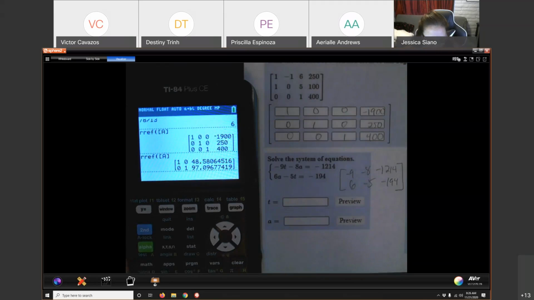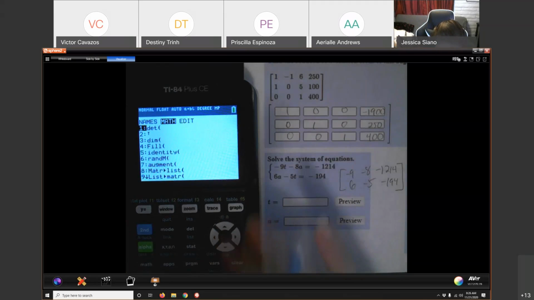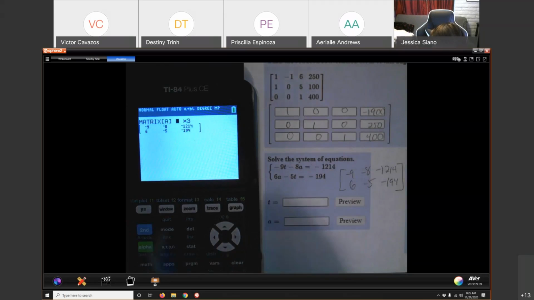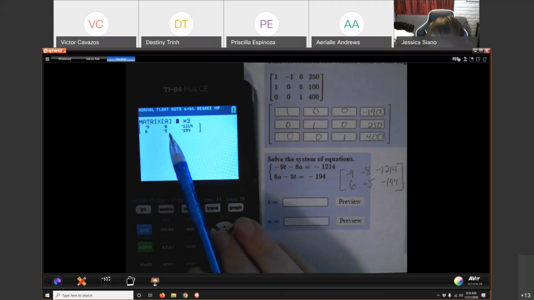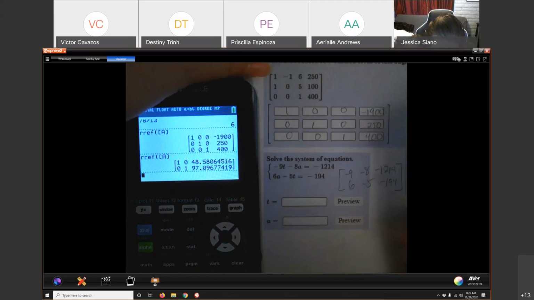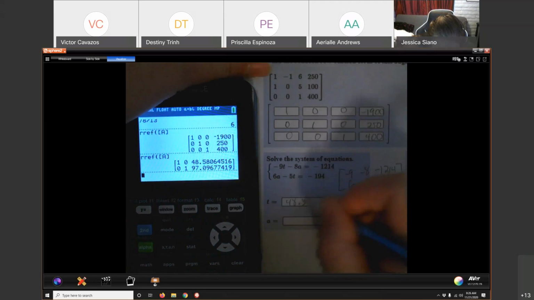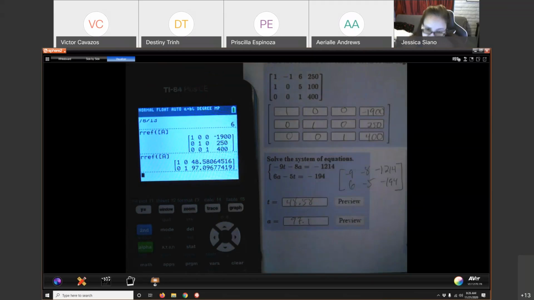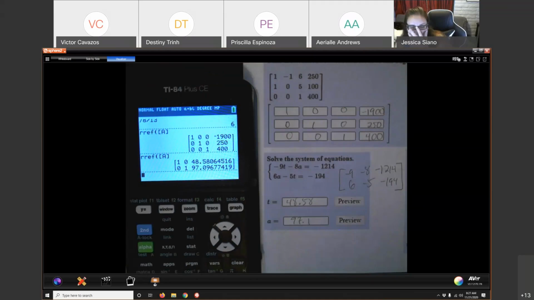Oops, maybe I didn't put it in right. Let's check. -9, -8, -12, 14, 6, -5, -194. Looks right to me. And I guess we just have decimals. 48.58, 97.1. We're doing 2 decimal points. Okay.